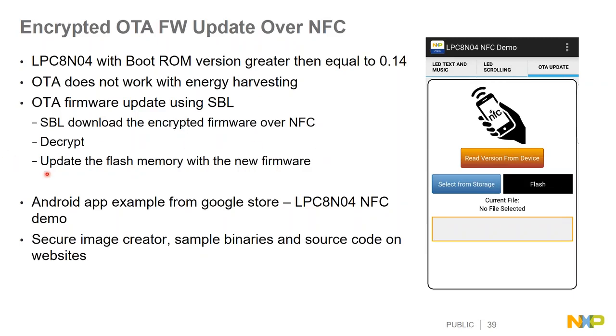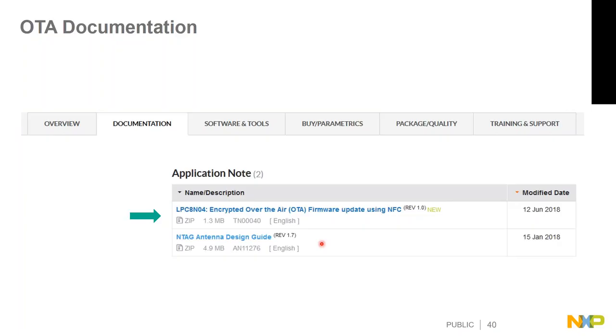We have prepared an Android application example, so you can download it from Google Store. It's the LPC804 NFC demo, and you are also able to download the second part, the OTA firmware, where the example is on our website nxp.com in the 804 part, where you are able to download the secure image creator, also sample binaries and source code. The OTA documentation is in the data sheet, also documentation, and LPC804 encrypted over-the-air firmware update using NFC.